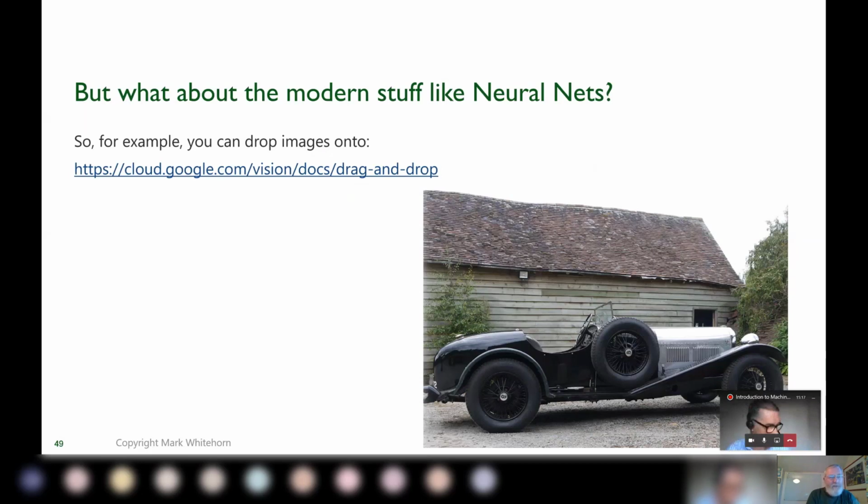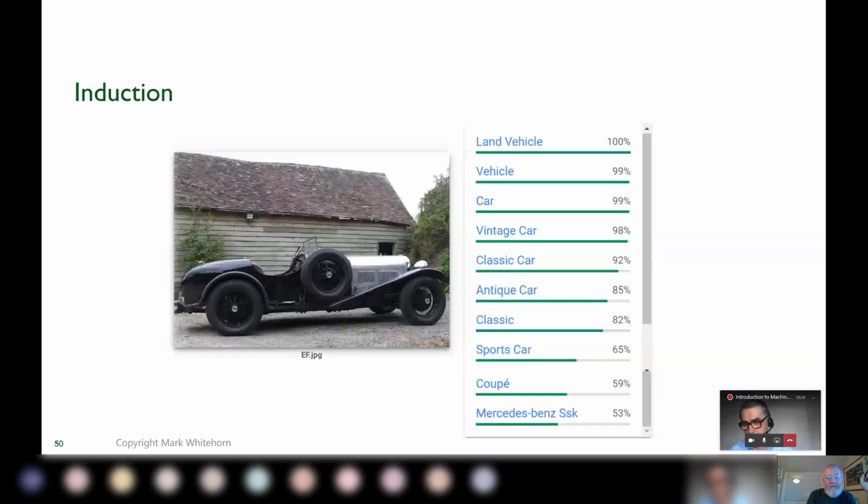If you take neural nets, which are enormous fun, if you take that URL, if you drag a picture onto that, it will tell you what that picture shows. So this afternoon, I dragged that picture onto that URL, and it came back and told me this. It's telling me that it's 100% certain that's a land vehicle. It's 99% certain it's a vehicle. The only thing it really gets wrong is it thinks there's about a 50-50 chance it may be a Mercedes-Benz SSK. The last Mercedes-Benz SSK that I know that sold was in 2013. It sold for 7 million euro. So I really, really, really wish that was true, but it's not.